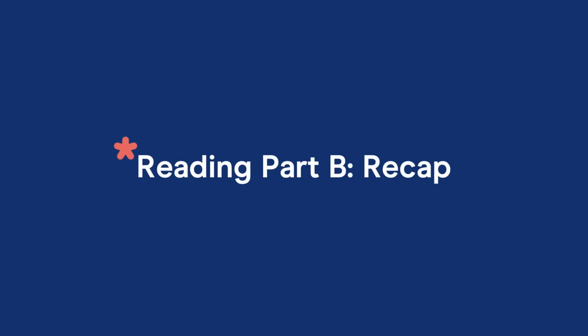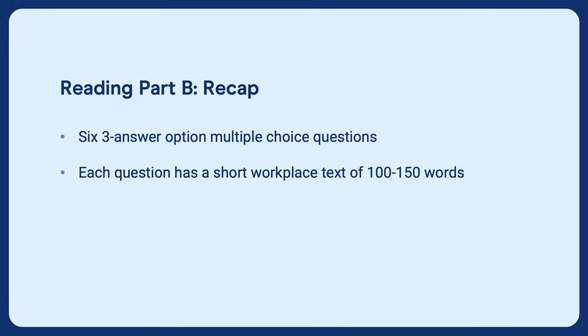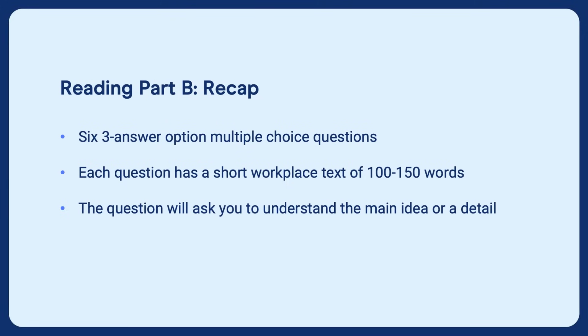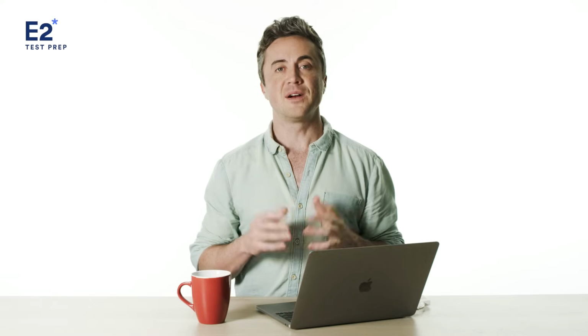That means you need to spend about 2 minutes on each of the questions, including those in Reading Part B. Reading Part B recap. In Reading Part B, you get 6 three-answer option multiple choice questions. Each question has a short workplace text of between 100 and 150 words. The question will ask you to understand the main idea or a detail, and you should spend about 2 minutes on each question.